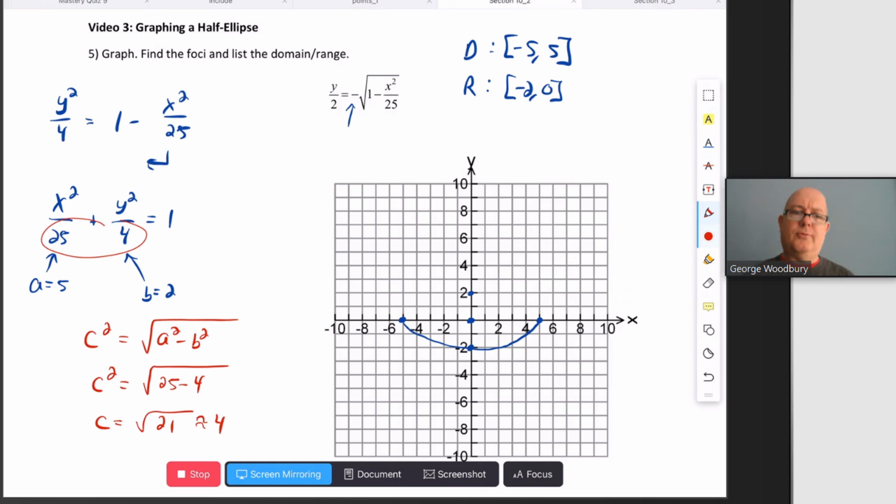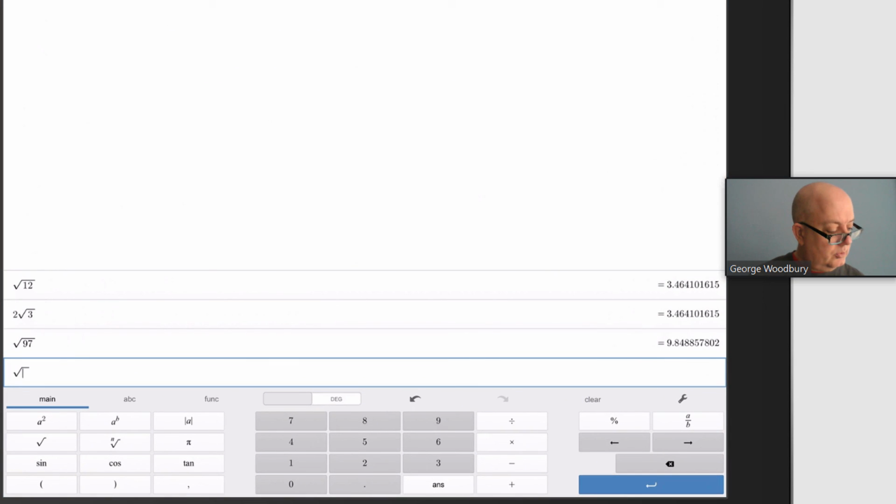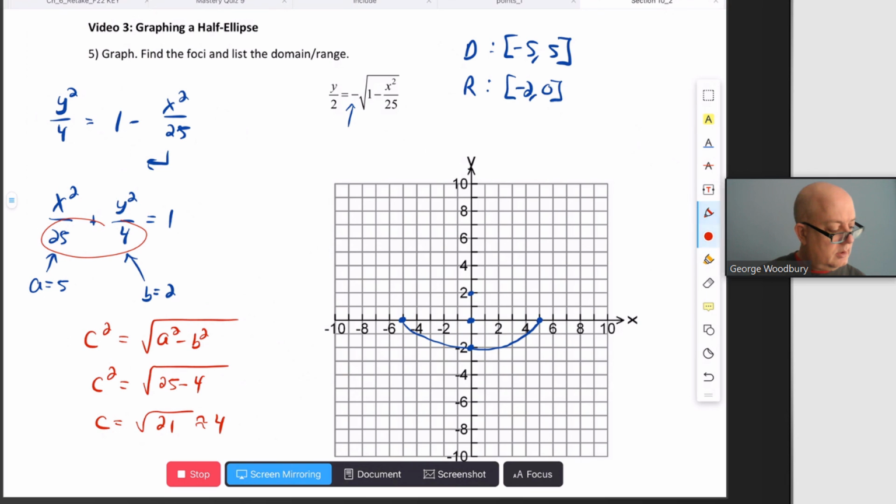That's approximately 4 and change. Let's see how much change that is. Square root 21, that is about 4.6 to the nearest tenth. So here and here would be our two foci.